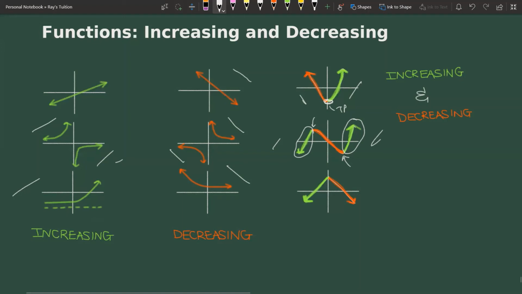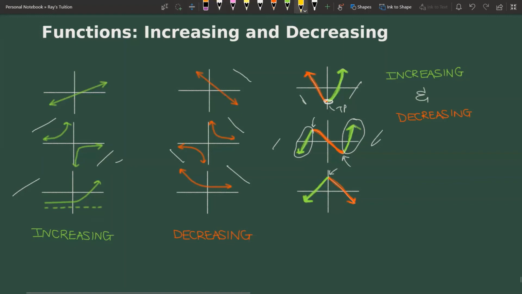Finally, here's another example of a function. The first part over here is an increasing function, and we have a turning point once again, and then we have a decreasing function. So what you need to be able to do is have a look at a graph and determine whether it is increasing, whether it is decreasing, or if it's increasing and decreasing. And then you should also be able to determine for what values it is increasing.